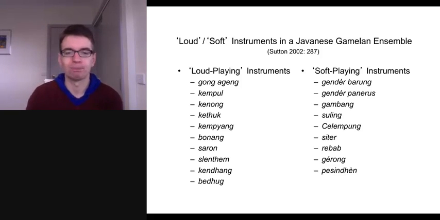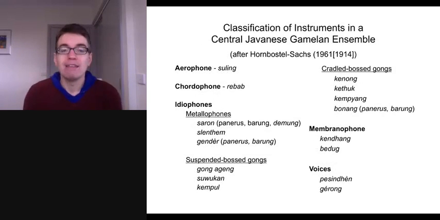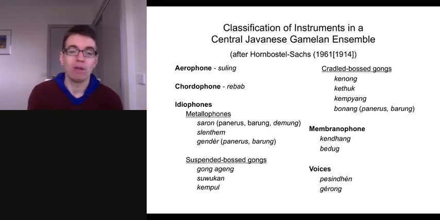And finally, this slide shows how we can classify instruments in a central Javanese gamelan according to the Hornbostel-Sachs system of aerophones, chordophones, idiophones, and membranophones. So most of the instruments in a Javanese gamelan are idiophones, and I've included towards the end of the slide the vocal parts that don't necessarily fit in the Hornbostel-Sachs system.